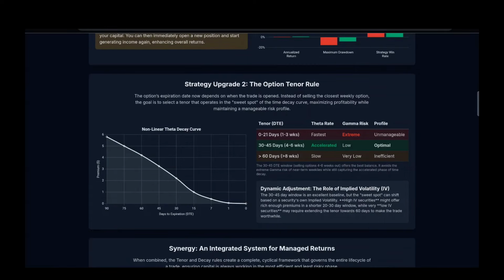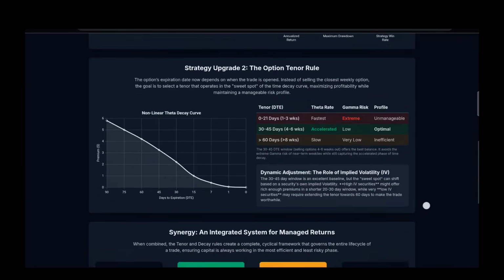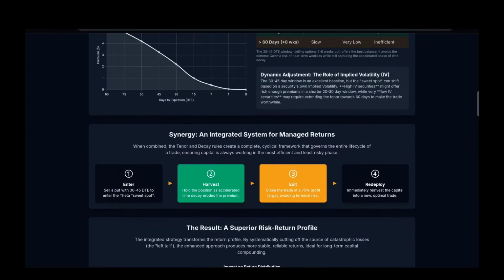Having that extra flexibility is more about optimizing the theta rate and the gamma risk to get that balance. If we look at the synergy side of things now, from a managing returns perspective, when we combine that tenor and that decay rule, it creates more of a cyclical framework that encompasses the entire life cycle of the trade. The idea is to ensure capital is always working in the most efficient and least risky phases.